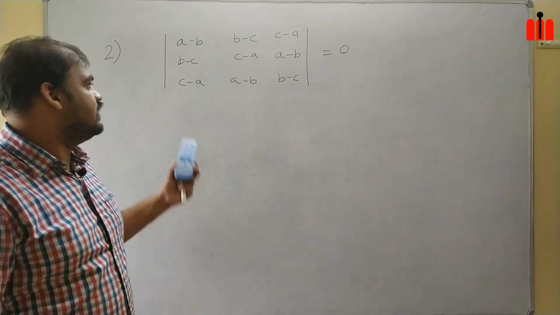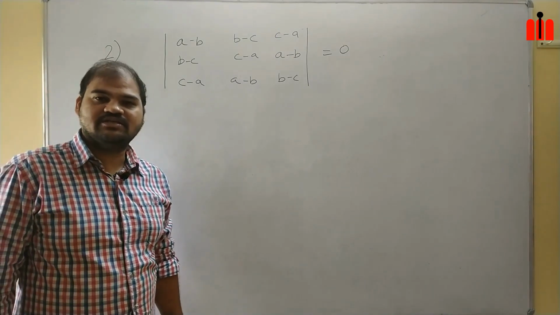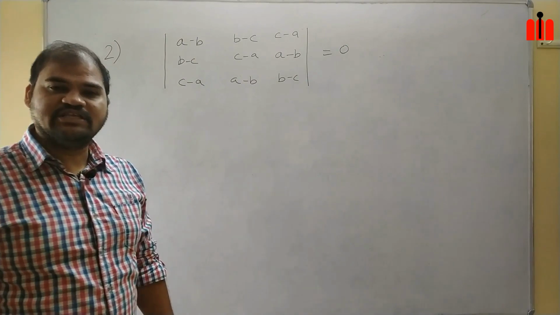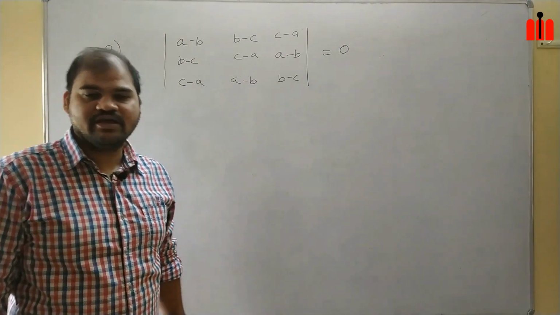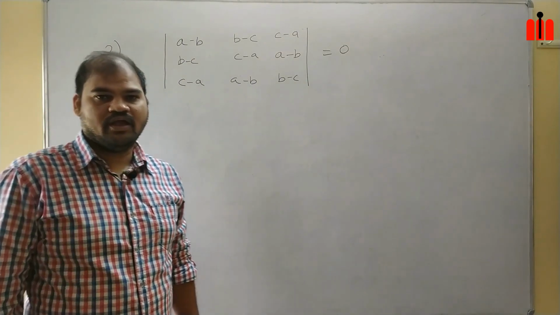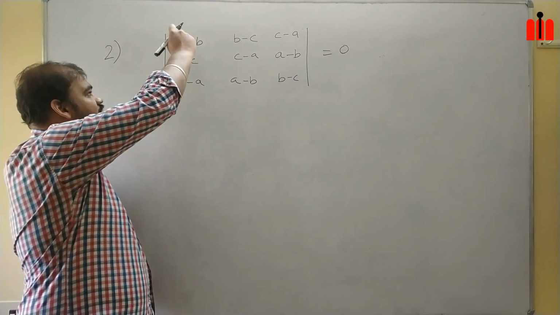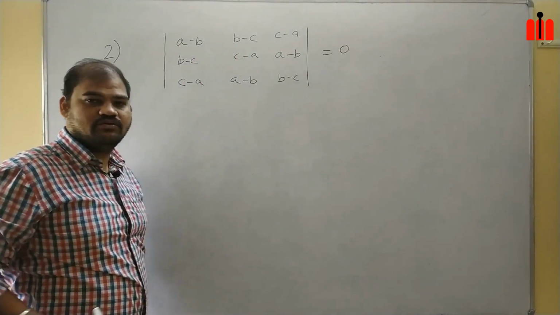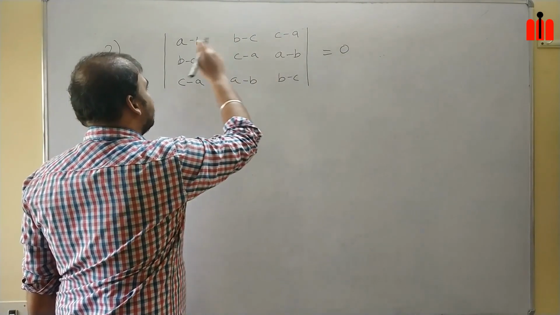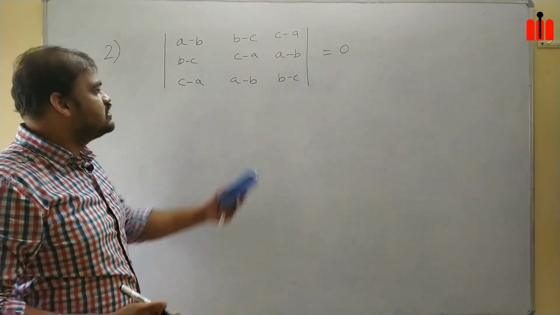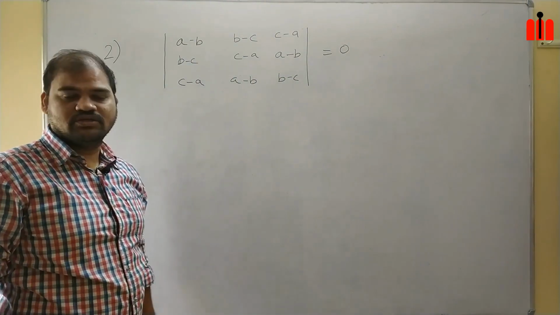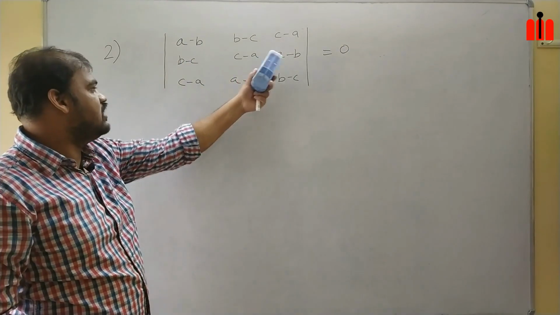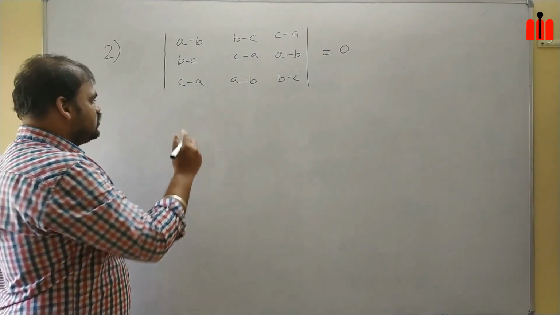In this problem, the determinant with rows a minus b, b minus c, c minus a; b minus c, c minus a, a minus b; c minus a, a minus b, b minus c is equal to 0. We have to prove that. I can see that if I add column 1, column 2 and column 3, then C will be cancelled, A will be cancelled, B will be cancelled, similarly for all the rows. So row 1 will become 0, row 2 will become 0, row 3 will become 0 if I add all three columns. So let's do that.